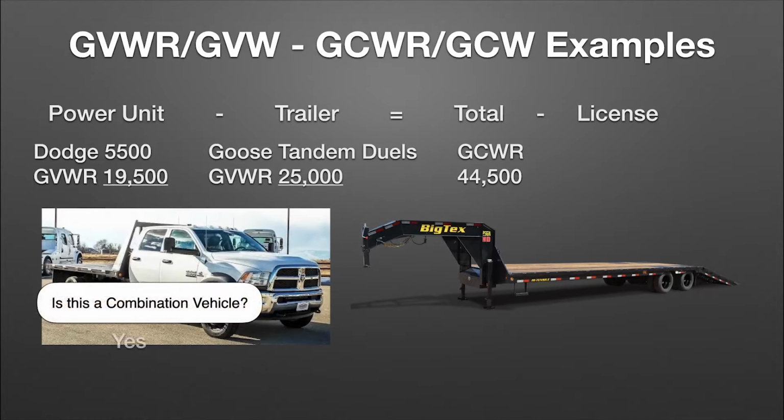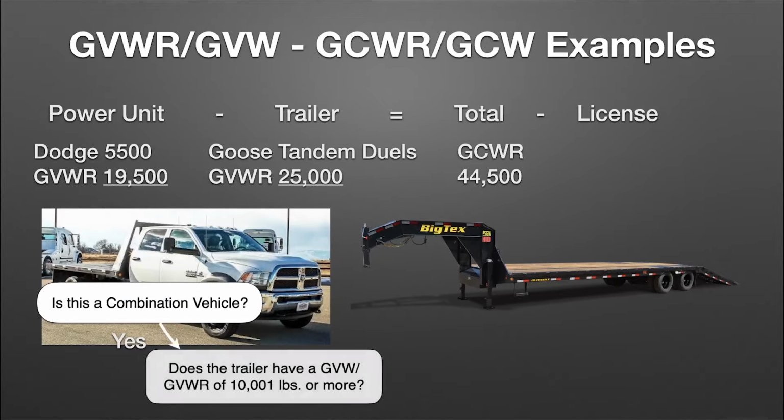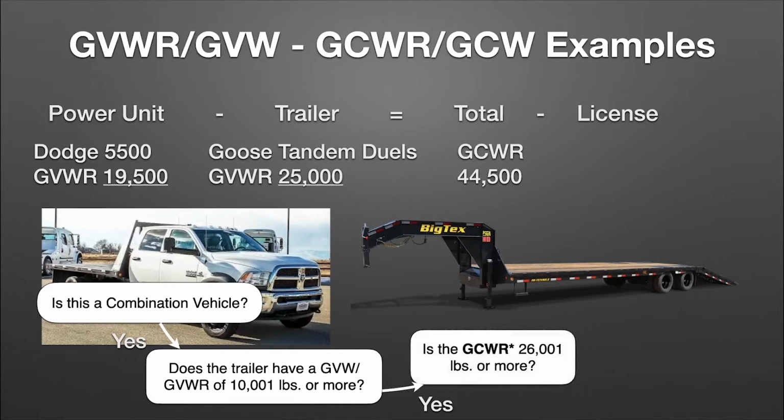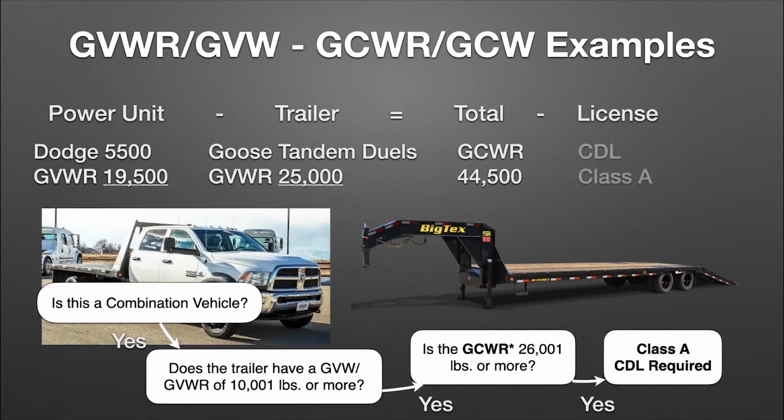All right, so the first question is, is this a combination vehicle? Yep, absolutely. We look at it right here. We've got the truck, we've got the trailer. The next question is, is the trailer over gross vehicle weight rating of 10,001? Absolutely, we're looking right at 25,000 pounds there. The next question is, is the combination weight rating 26,001 or more? Okay, we add those together, we're at 44,000. So we have to answer yes to this. So magically, this is a Class A CDL combination.